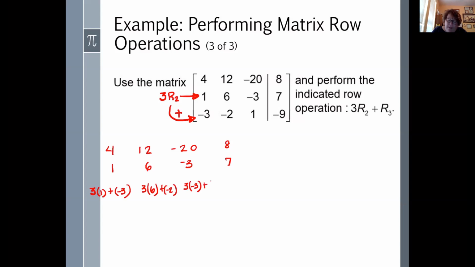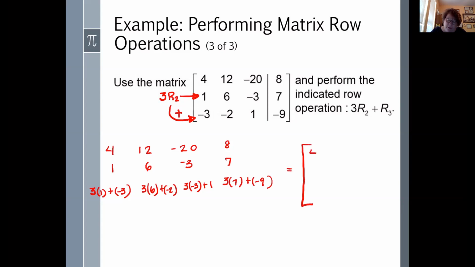And I'm going to add that to the element in the third row. And then I do the same thing to the constant. 3 times 7 plus -9. So now what's my new third row? Let's see if I can write this rather neatly.